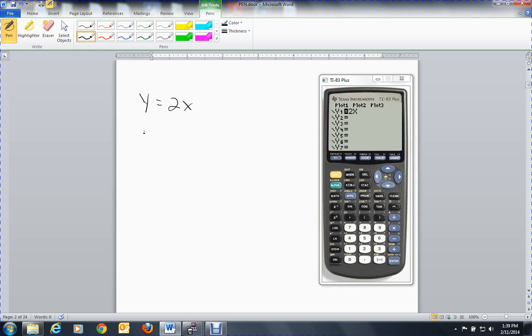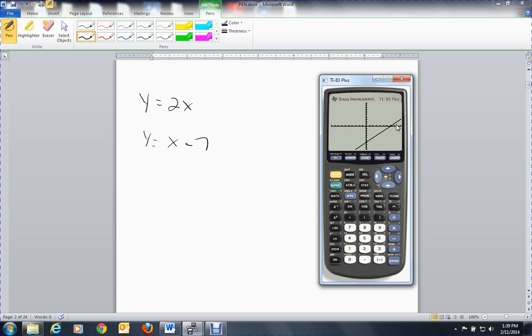Let's just graph y equals x minus 7. So I'm back to the y equals. So I'm going to hit clear to clear out that equation, expression. And we're going to type in y equals, which I already have, and then x minus 7. Then graph. There's that line.